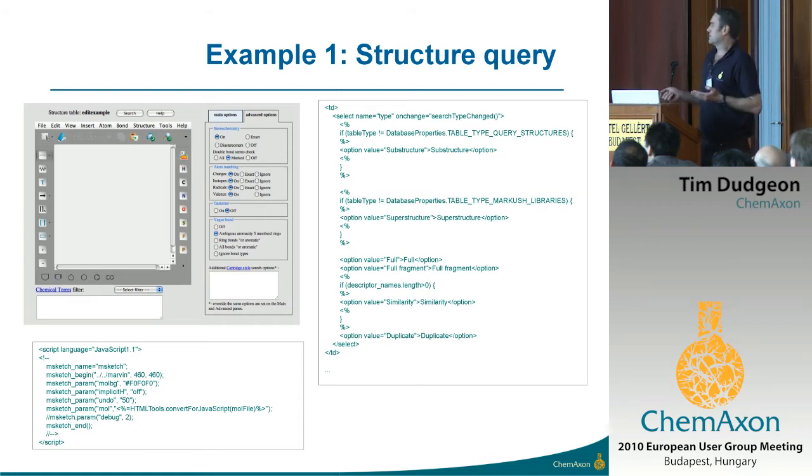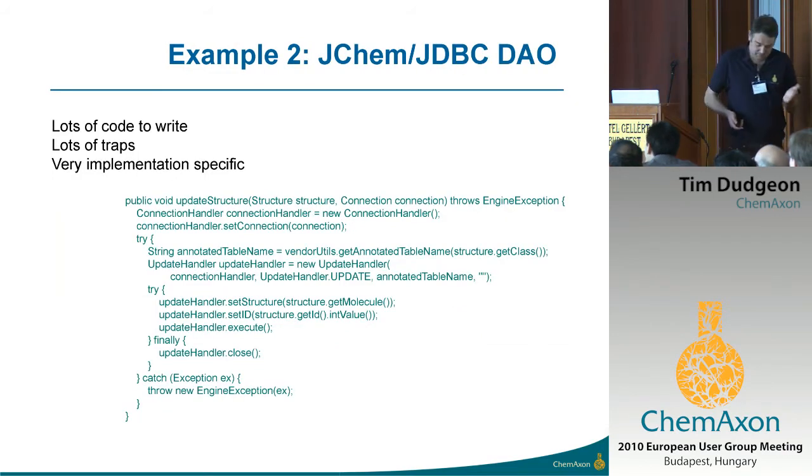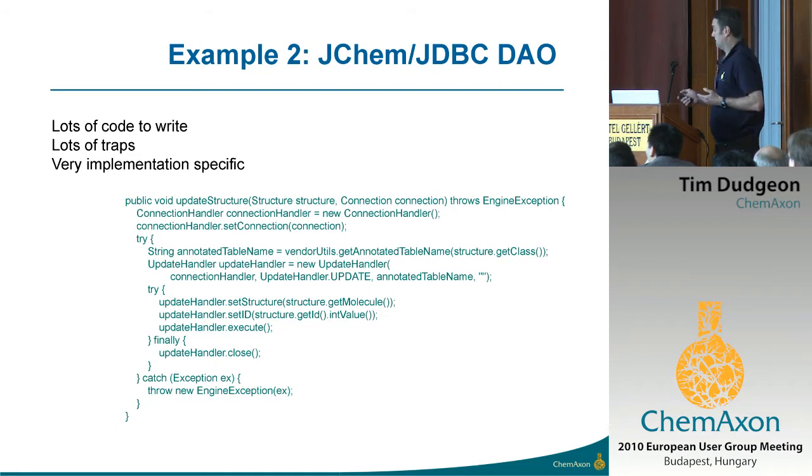So the sort of things we're trying to do in this case maybe would be to make this as a component that we could reuse in multiple applications. Another example, if you're writing an application that's writing structures to a database, you need to handle persistence. And you've probably written a DAO, a data access object, that does that sort of thing.